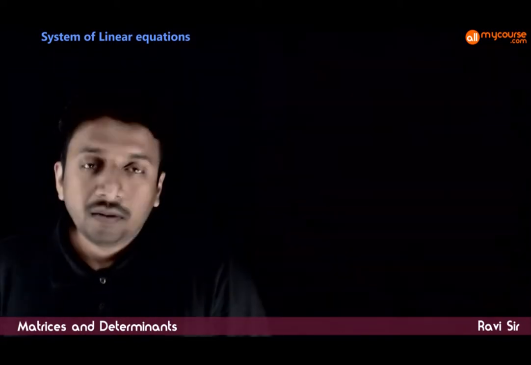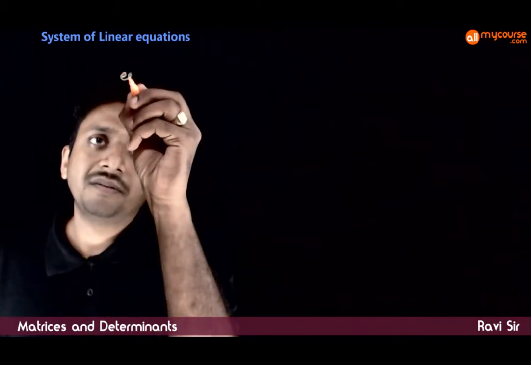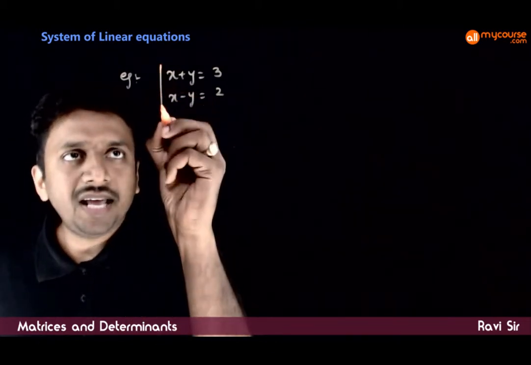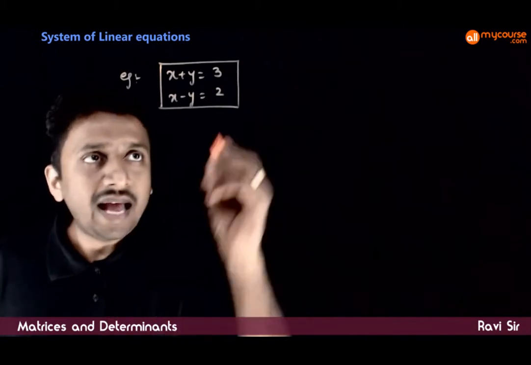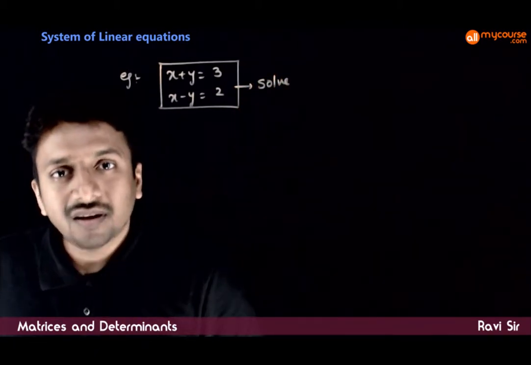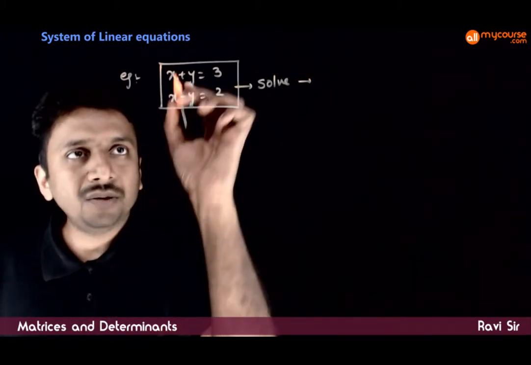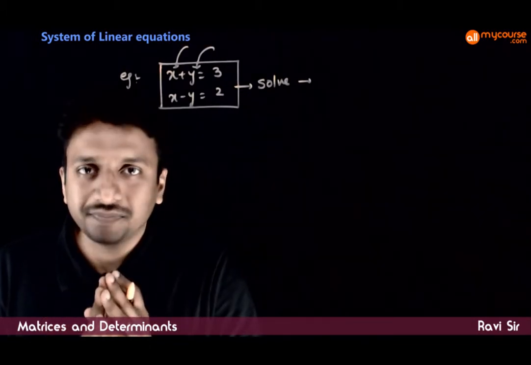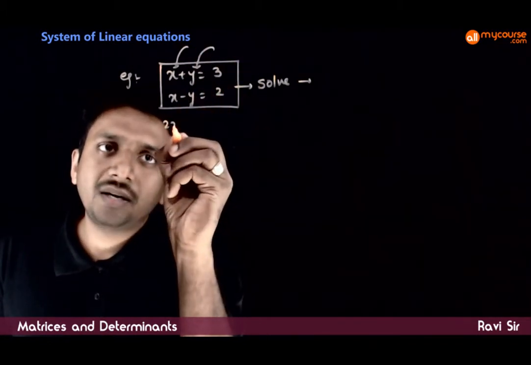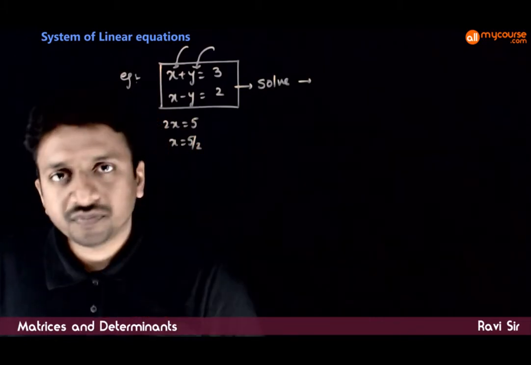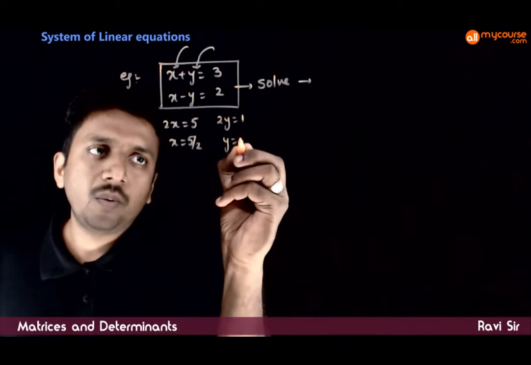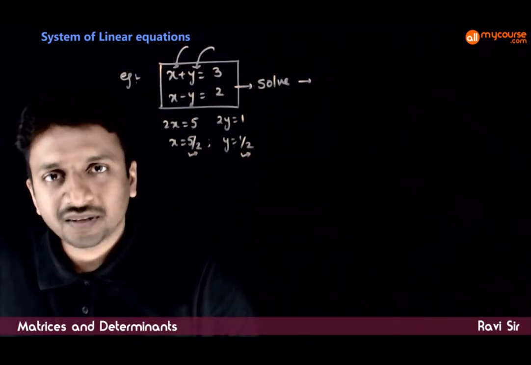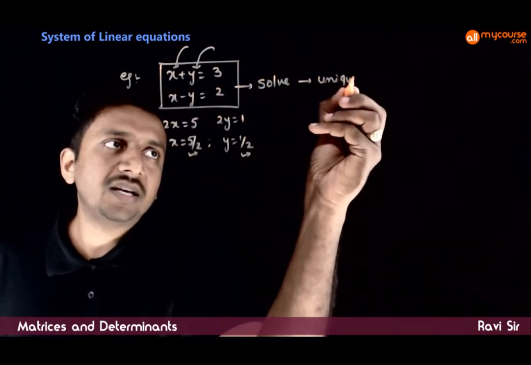Now, if you take a system of equations, for example, x plus y is equal to 3 and x minus y is equal to 2, and you solve these equations and get a single value for the first unknown and a single value for the second unknown, we say that the system of equations has a unique solution. If you add these two, you get 2x is equal to 5, so x is equal to 5 by 2. If you subtract these equations, you get 2y is equal to 1, y is equal to 1 by 2. So you're getting exactly one value for x and one value for y. So I say that this system of equations has a unique solution.